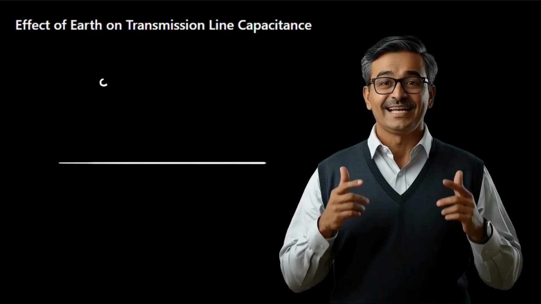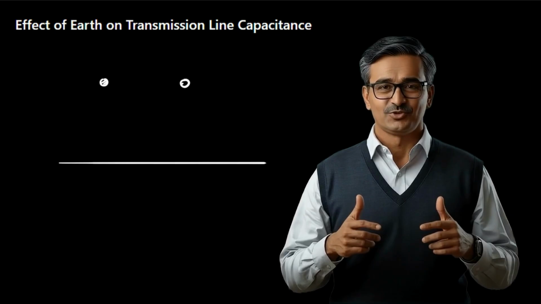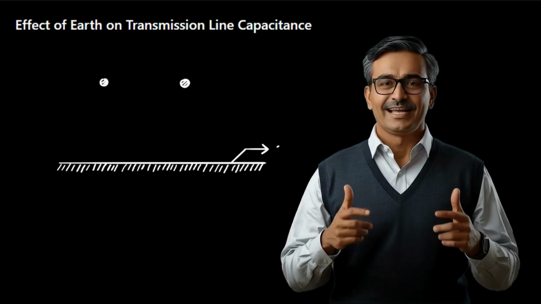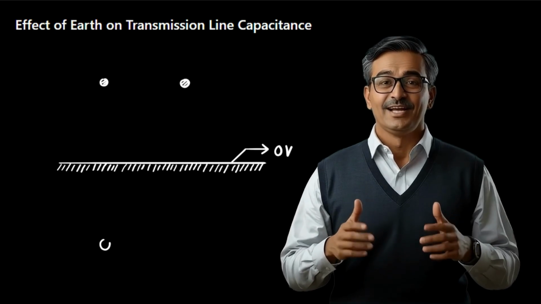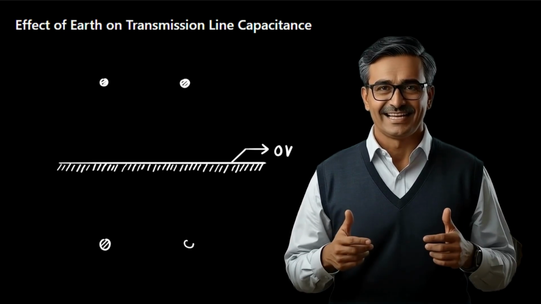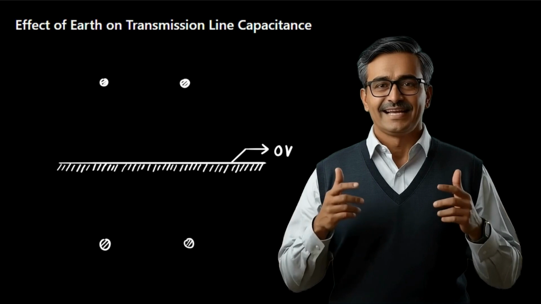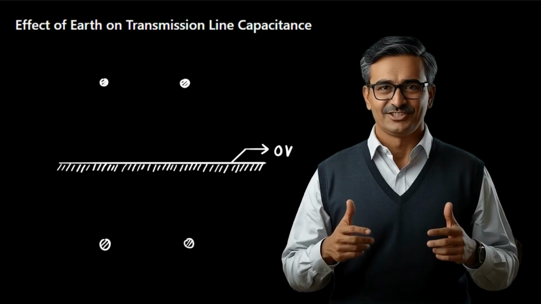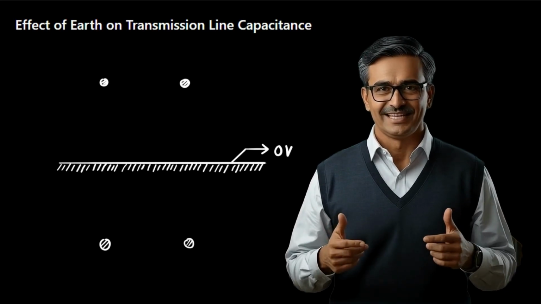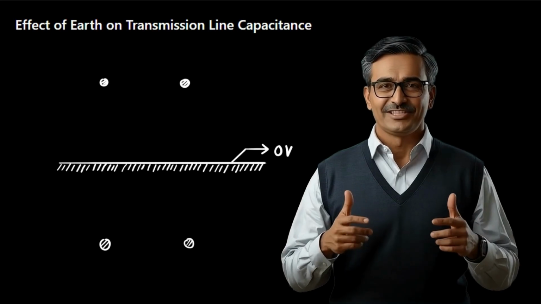Suppose a conductor carrying a positive charge is placed above the ground. Instead of considering the actual earth, we imagine another conductor below the ground. This is not a real conductor. It is an imaginary conductor called the image conductor. The image conductor is placed at exactly the same distance below the ground as the real conductor is above it. If the actual conductor carries a positive charge, the image conductor carries an equal negative charge. Similarly, if the real conductor carries a negative charge, its image carries a positive charge.